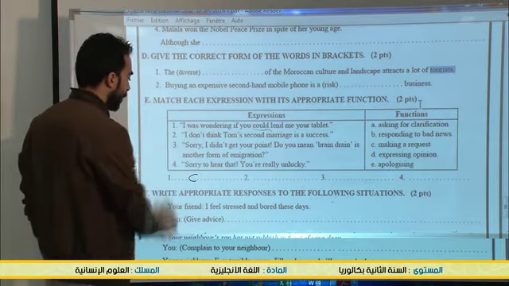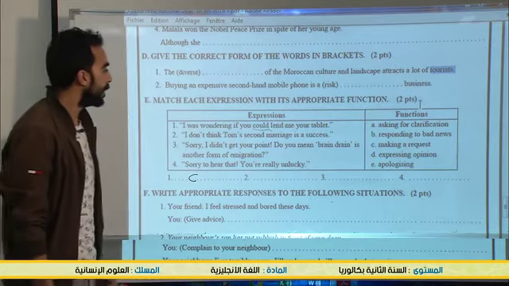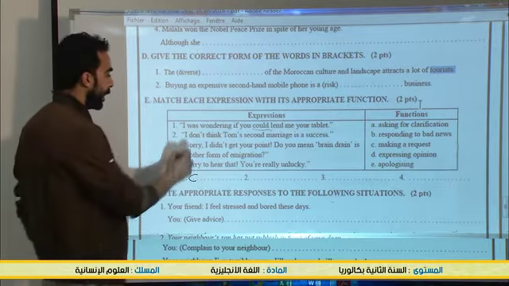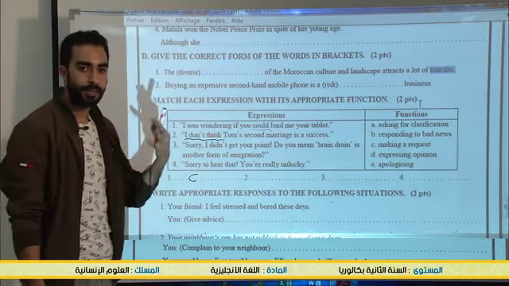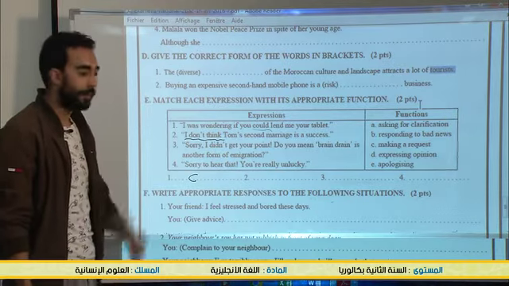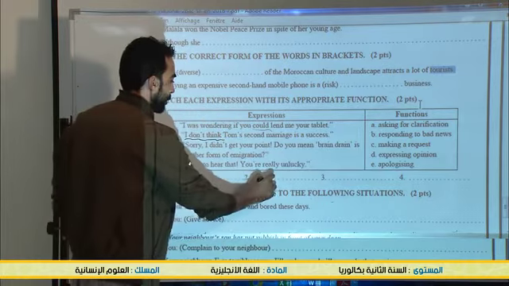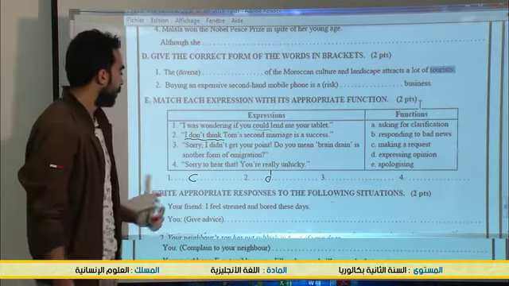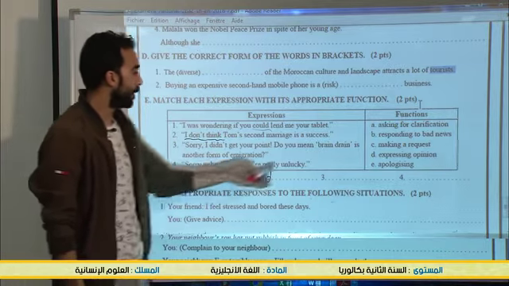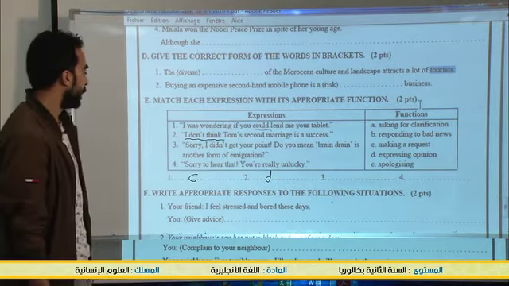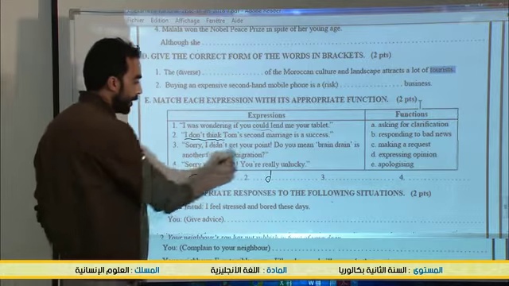So it is C. I don't think Tom's second marriage is a success. I don't think. So when I say I don't think, I give what? I give my opinion. So this is expressing opinion. D. Number 3, sorry, I didn't get your point. Do you mean brethren is another form of immigration? Sorry, I didn't get your point.